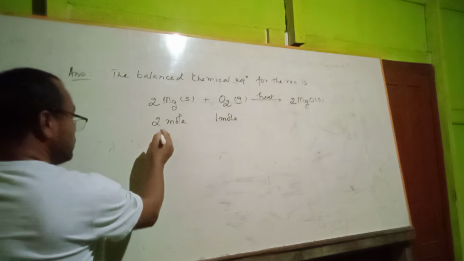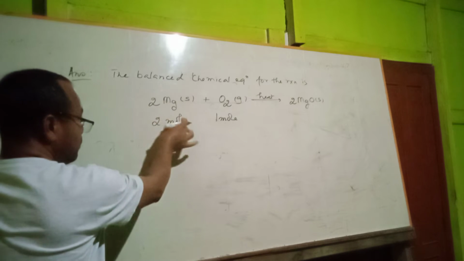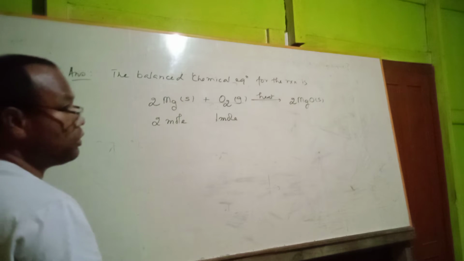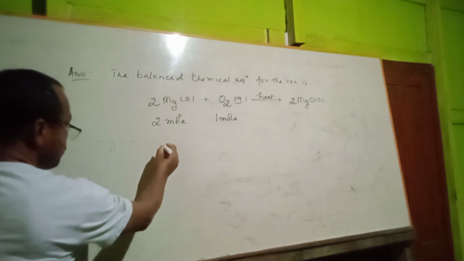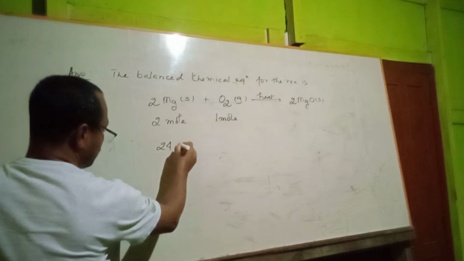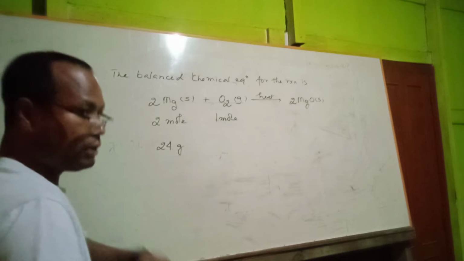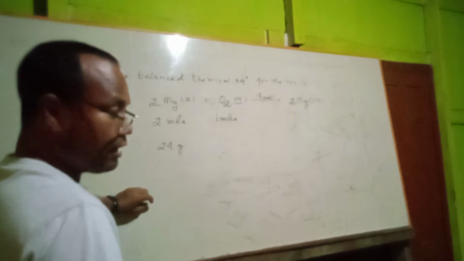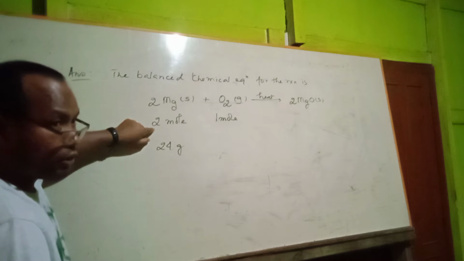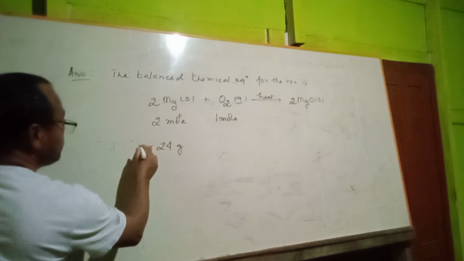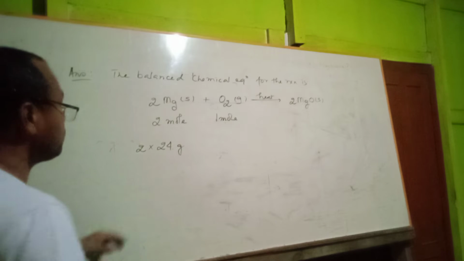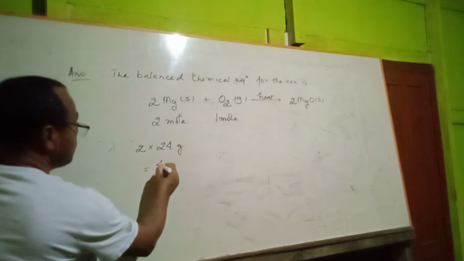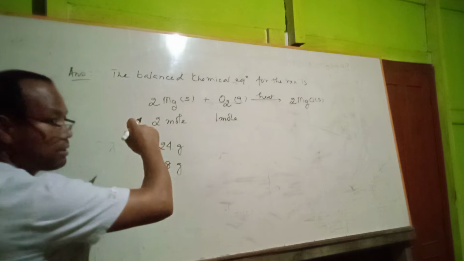Now let us convert these numbers of moles into mass, right? For 1 mole of magnesium, we use the atomic mass of magnesium. What is the atomic mass of magnesium? That is 24 gram. Please remember it, right? 24. How many moles here? 2. We multiply by 2, so 2 into 24 gram. What will be the mass? That is 48 gram. Understand?